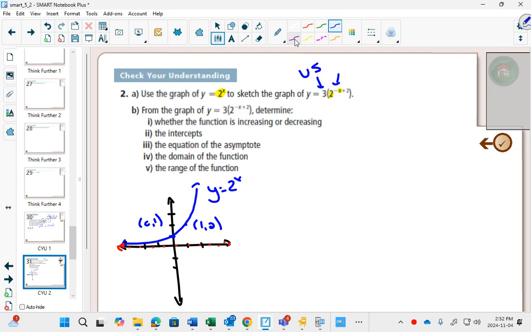anything that's in the exponent is going to be horizontal. So this negative in the exponent, that's a horizontal reflection. And this 2 is going to be a horizontal translation. With the vertical stretch, do you multiply by 3 or multiply by 1/3? By 3. Horizontal translation, would that be 2 to the left or 2 to the right?